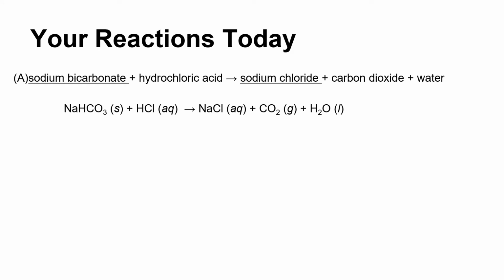So we'll be doing two reactions in this particular lab. The first is a reaction between sodium bicarbonate and hydrochloric acid, which will produce sodium chloride, carbon dioxide, and water. If you'll notice this equation here, the first substance is your sodium bicarbonate, and then you will add hydrochloric acid and get salt and carbon dioxide gas and water.